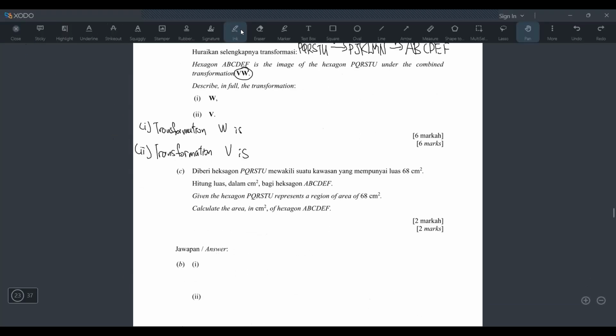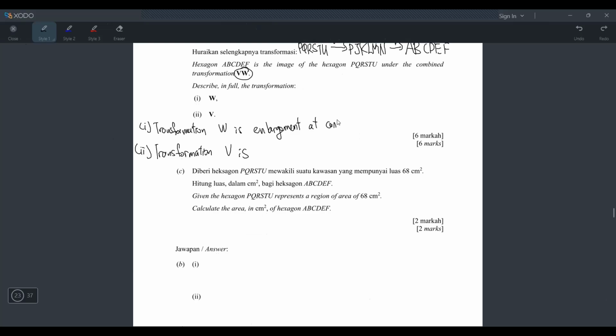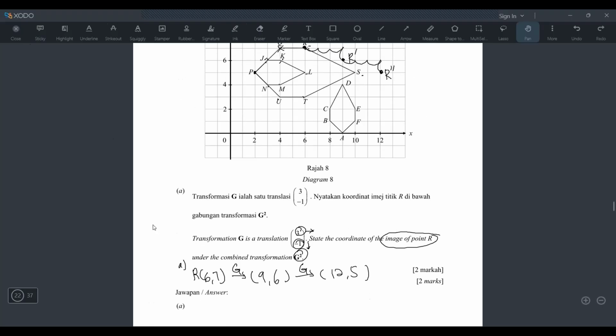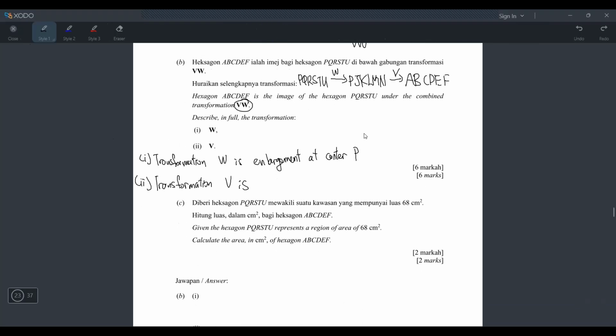So let's write down here. Transformation W is enlargement. Okay, enlargement at center P. Do you remember the format? You have to write like this, at center P. Or you can also write the coordinate if you want. The P is what? 2, 5, right? So if you don't want to write P, you want to write 2, 5 like that, also can. Okay, but the best way is to write both. If you write both, your teacher cannot argue with you. Just straight away write both like this. At center P 2, 5.